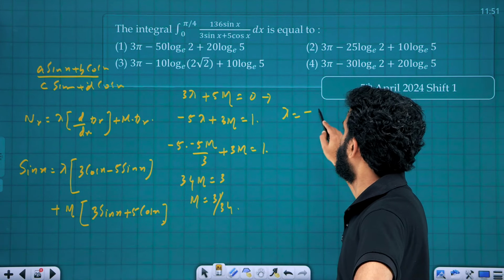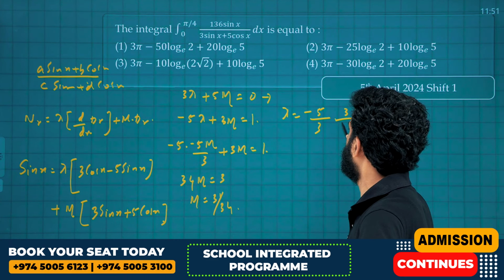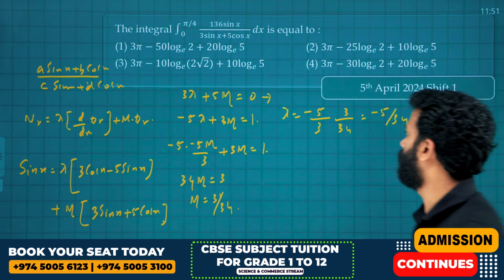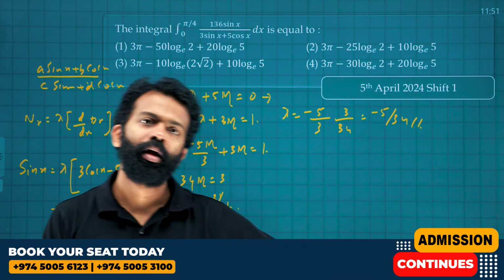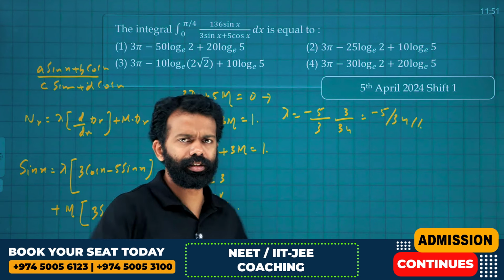Okay, and what was lambda? Lambda is equal to minus 5 mu by 3, that is minus 5 by 3 into 3 by 34, that is minus 5 by 34. Lambda is equal to minus 5 by 34. It is the value of lambda as well. Okay. Yeah, hope you got the idea regarding this one. Then we can formulate this.